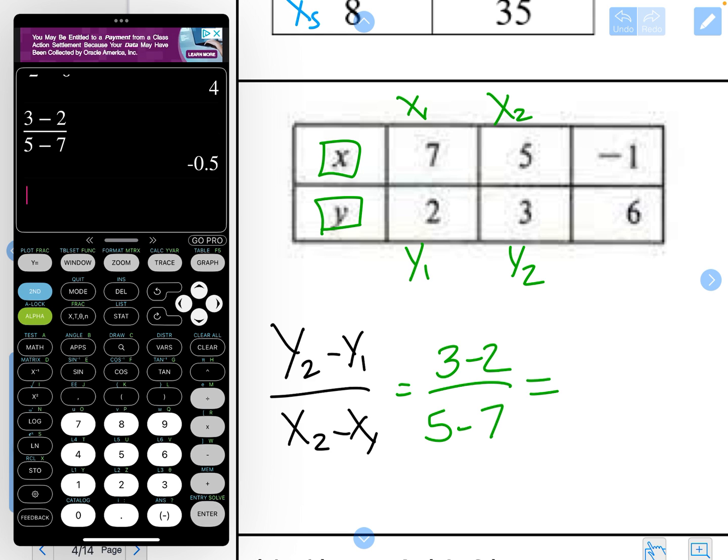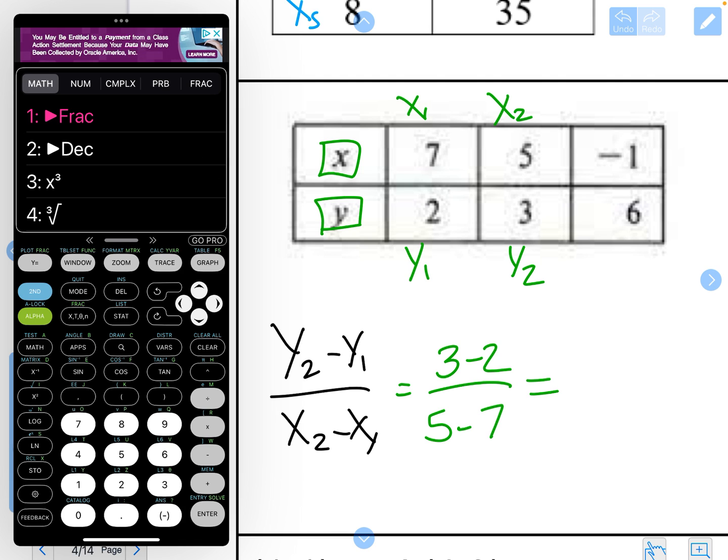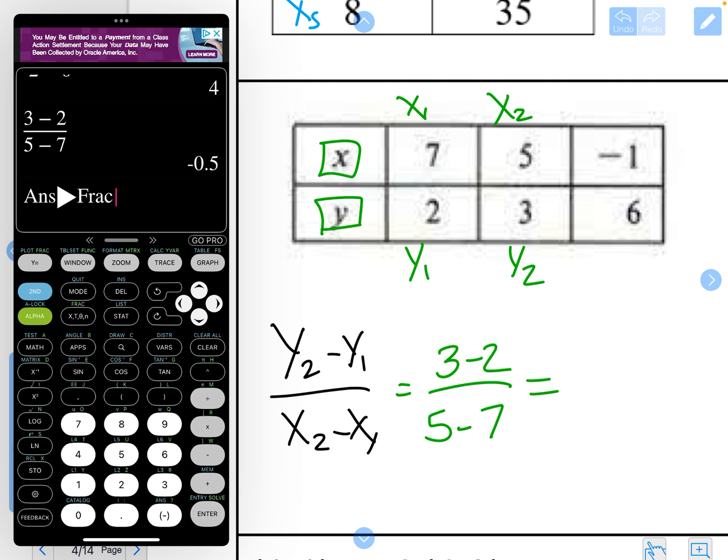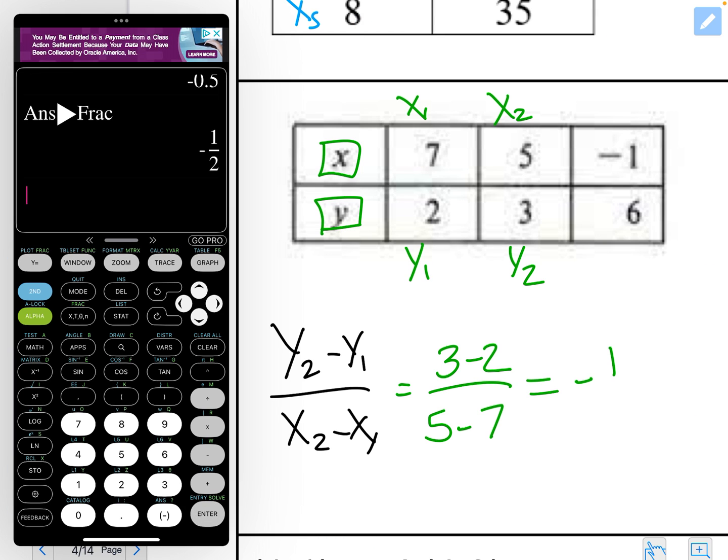And so your calculator, if it's the yellow calculator, should give you a fraction. But if for some reason it does not give you a fraction, we're going to hit our math button, which is below alpha. We're going to hit enter, which tells it we want a fraction, and then we're going to hit enter again. So our slope for this is negative 1/2.